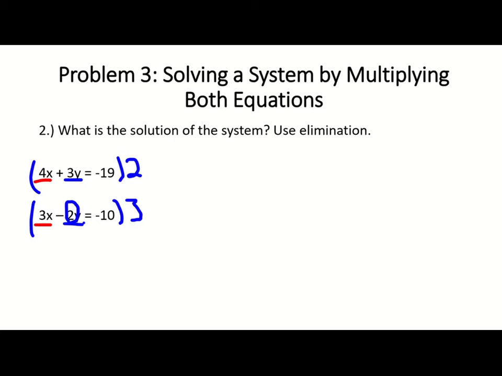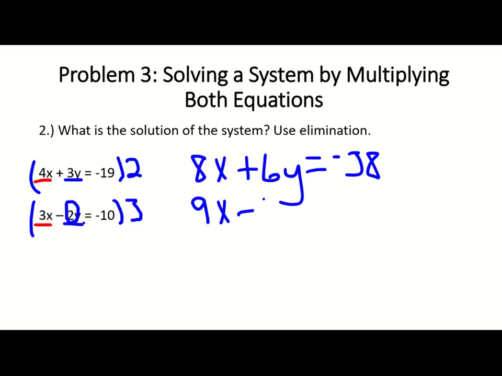So 4x times 2 is 8x. 3y times 2 is 6y. Negative 19 times 2 is negative 38. On the bottom times 3, 9x minus 6y equals negative 30.